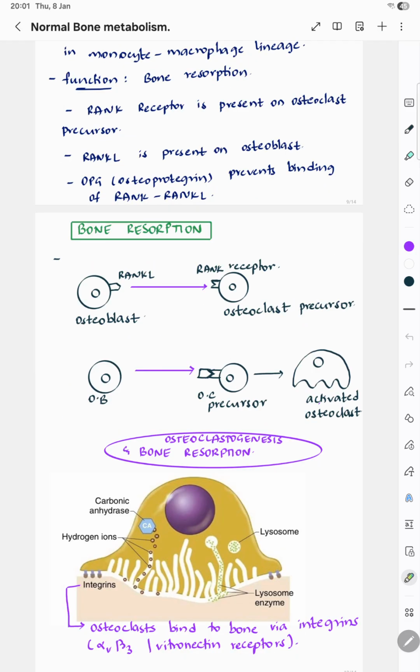The bone resorption. This is the osteoblast with RANK ligand, and this is the osteoclast precursor with RANK receptor, and binding of the RANK ligand and RANK receptor leads to conversion of the osteoclast precursor into an activated osteoclast. This process is termed osteoclastogenesis and it leads to further bone resorption.